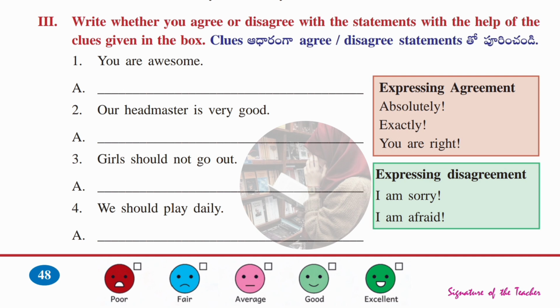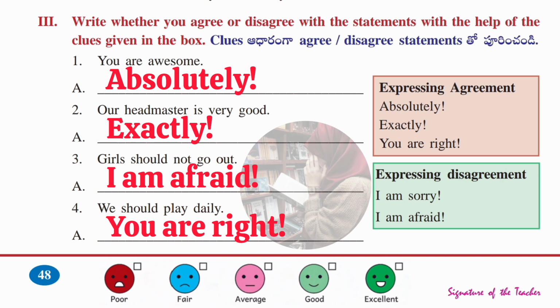Okay, here some sentences are given. Do you agree with these expressions or not? If you agree, then you have to write down the expression for agreement, and suppose if you don't agree to the expression, then you have to write down the expressing disagreement here in the green box. Okay, let's see first one, you are awesome. Yes, everyone is awesome, right? That's absolutely. Next, second one is our headmaster is very good. Exactly. Third one, girl should not go out.